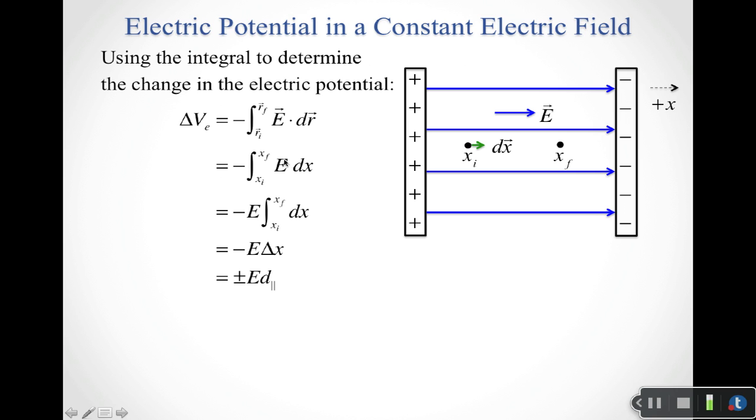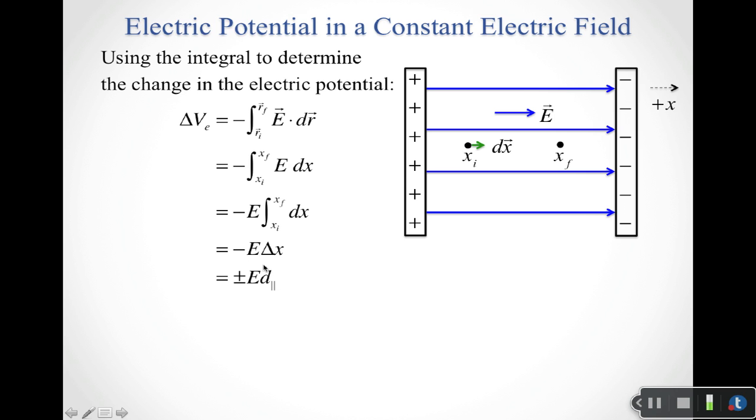The electric field is constant, so I can pull it out of my integral. I'm left with just the integral of dx evaluated from some initial position to some final position. I know that's just going to be final minus initial, that's going to be delta x. So here's one way to calculate it, where this delta x is positive if you're moving in the direction of the electric field, negative if you're moving against the electric field.